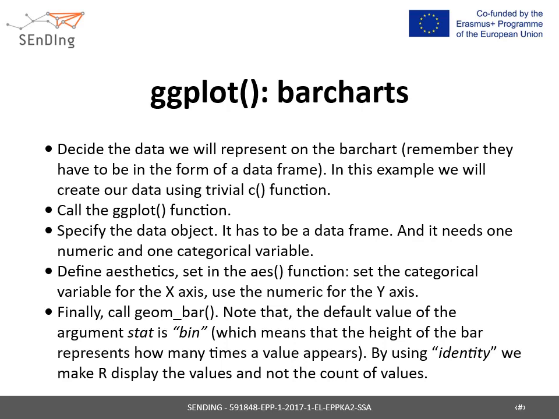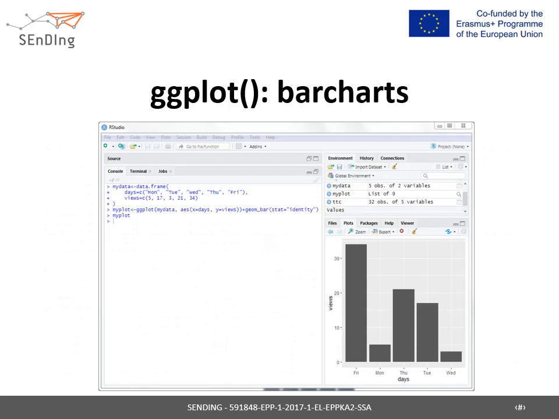By using identity, we make our display the values and not the count of values. In the example below, we first create the data to be passed to the ggplot function, and then we create the bar chart using the ggplot function. The data we generate is in the form of a data frame and includes working weekdays categorical values and number of views numeric values. We call the ggplot function with the data frame as the first argument.